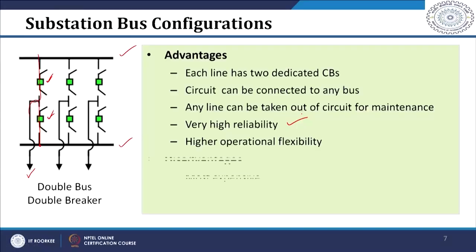But if you see the disadvantage of this particular scheme, it is the cost involved. This is the most expensive scheme of all the schemes which we are going to see, because for each outgoing circuit we need 2 dedicated circuit breakers. Also there are 2 buses, and because of this, this particular scheme is the most expensive kind of scheme.